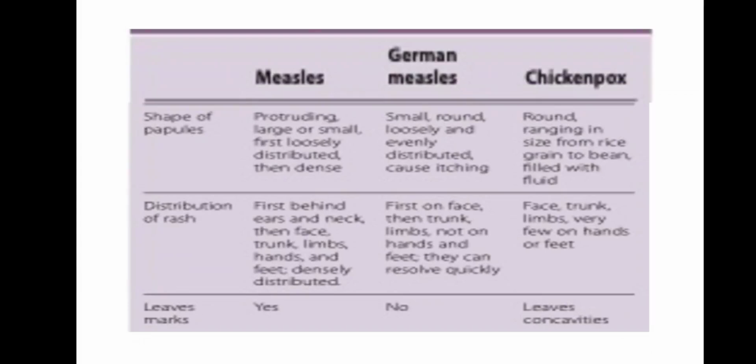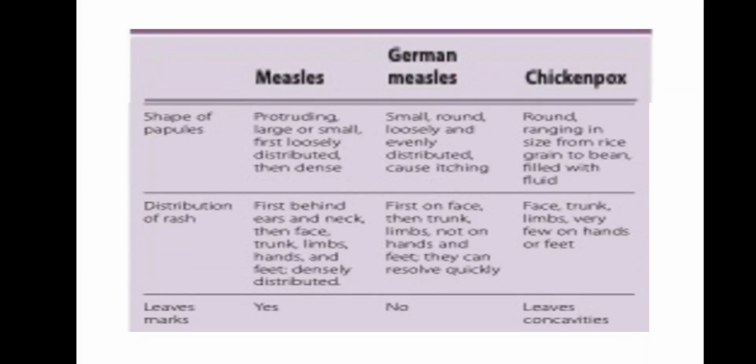The shape of the papules for measles will be protruding, large or small, but first loosely distributed, then it becomes dense. For German measles, it will be small, round, and loosely and evenly distributed, causing itching. For chickenpox, it will be round, ranging in size from rice grains to beans, and will be filled with fluid.